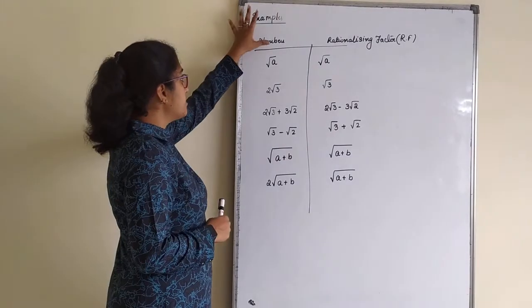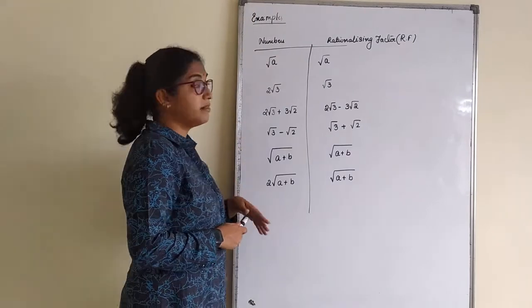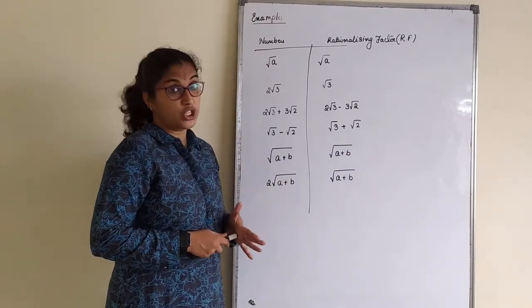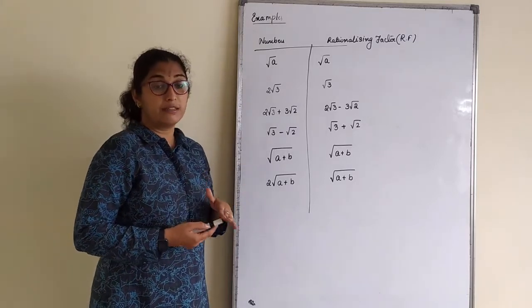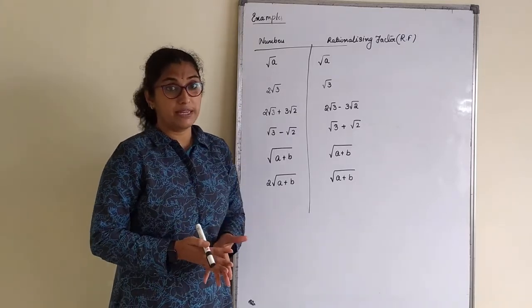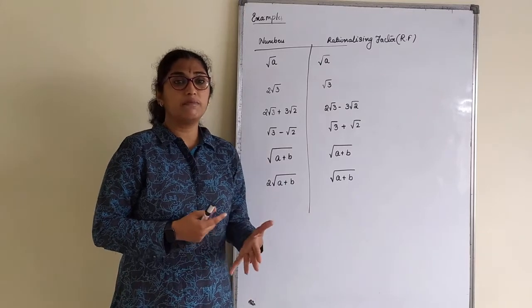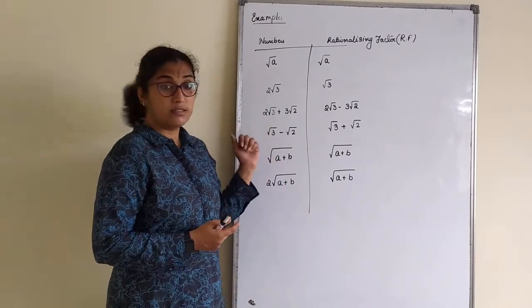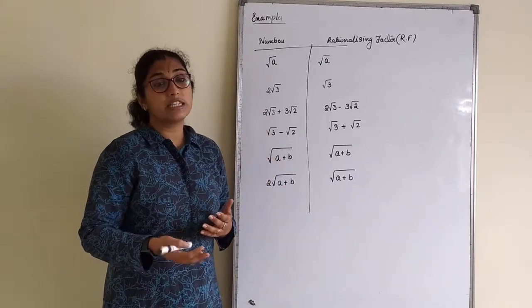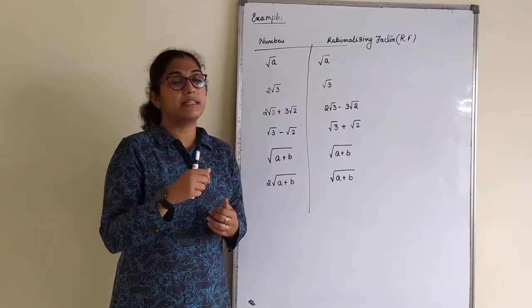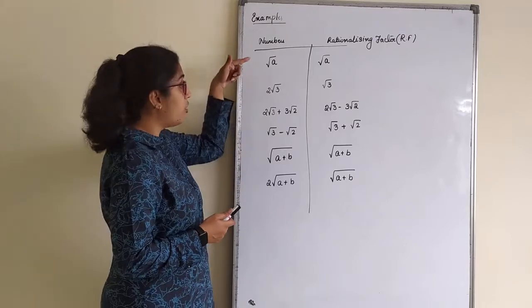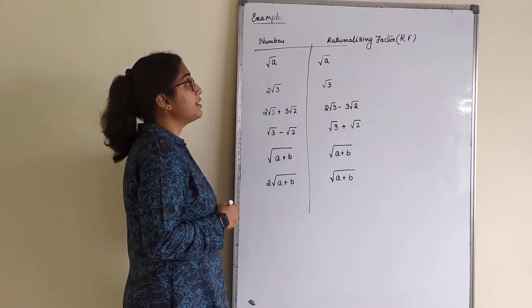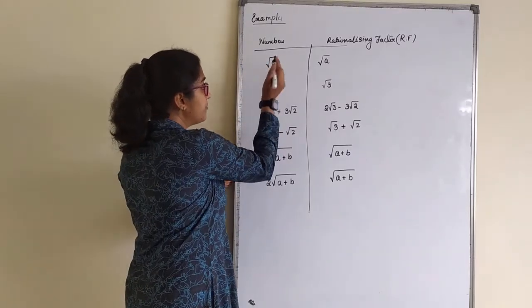So I have given some set of surds here. What are the different rationalizing factors? Now these are all in the form of denominators. We usually rationalize denominators only, because we will not keep denominators as a surd. Sometimes they also ask you to rationalize the numerator, but that's very rare. But we usually rationalize the denominator. These are all denominators.